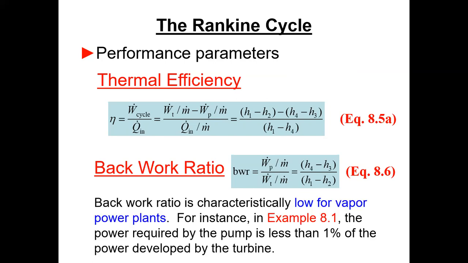Back work ratio is characteristically low on vapor power plants. Example 8.1 is referring back to your thermo book. The power required by a pump is less than 1% of the power developed by a turbine. Well, that's extremely good. We can have 30, 35, 40% back work ratio on a gas turbine cycle.